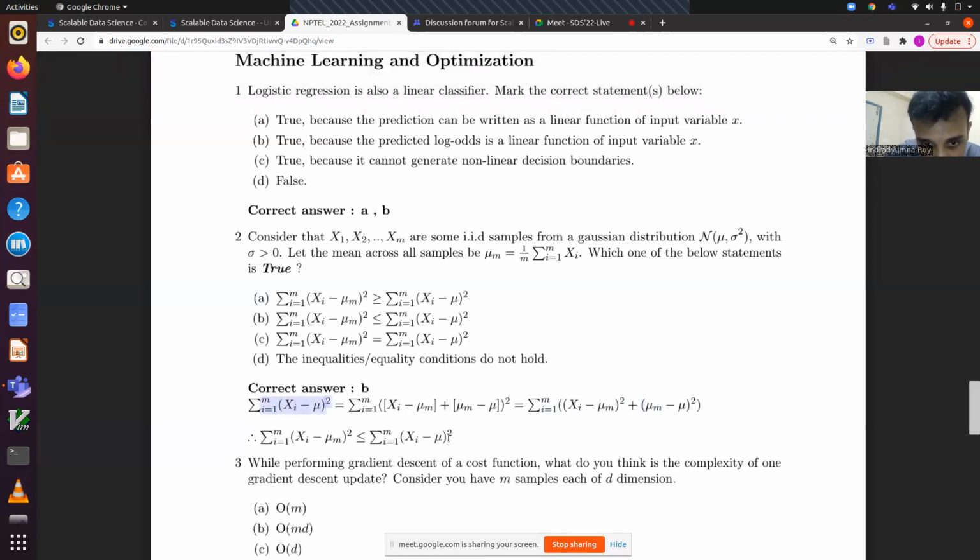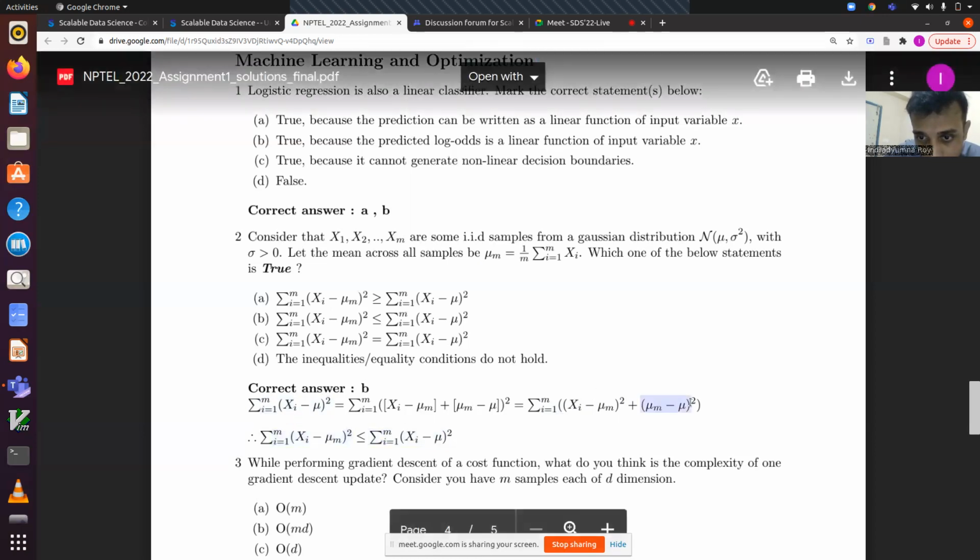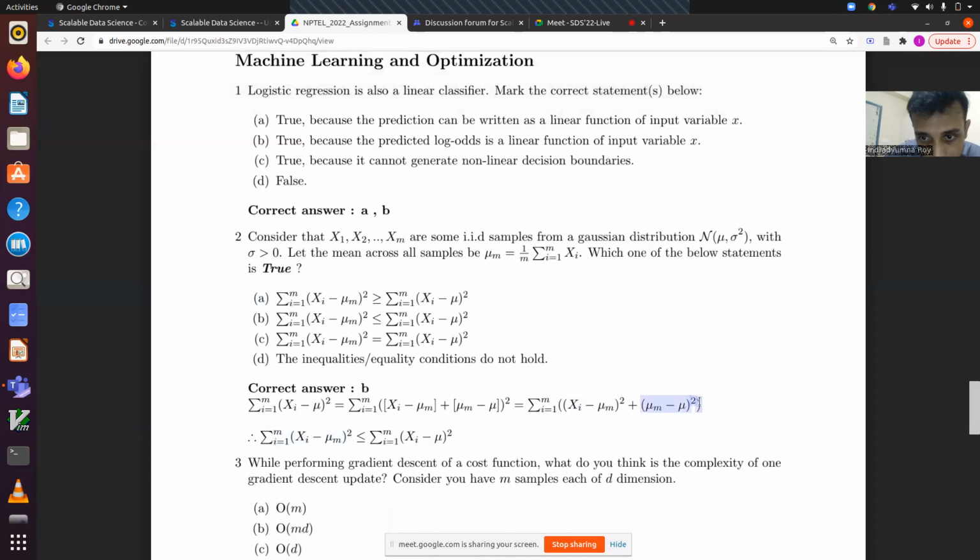So x minus mu, which is a, is greater than or equal to b, because this is a non-zero constant value. Square is always positive. Clear. Okay.